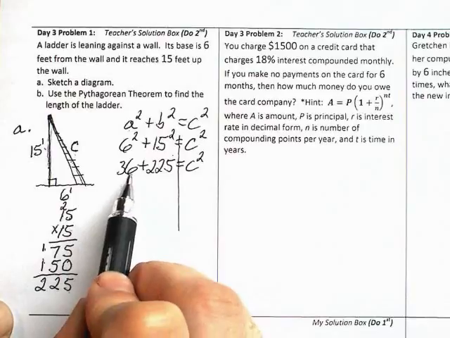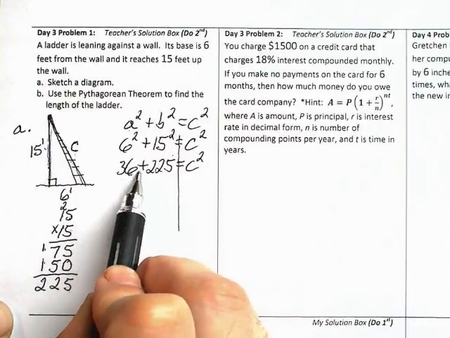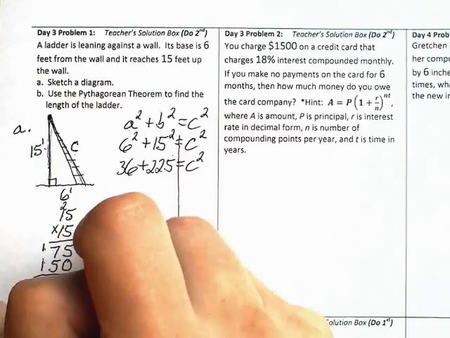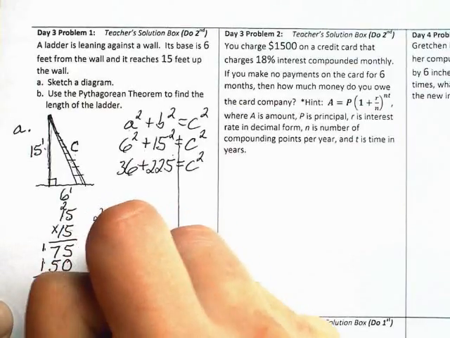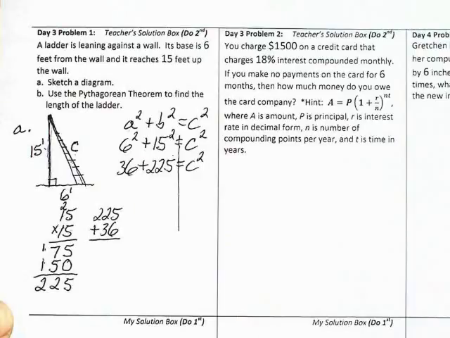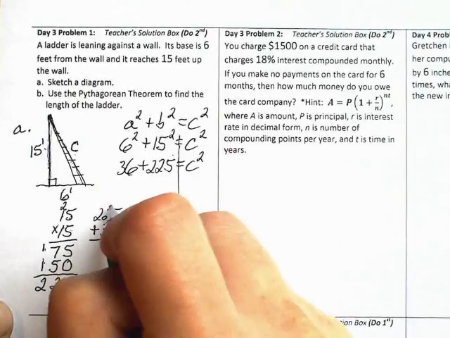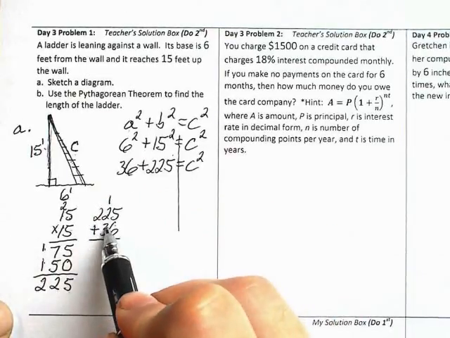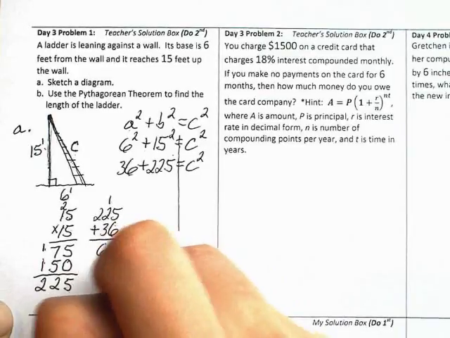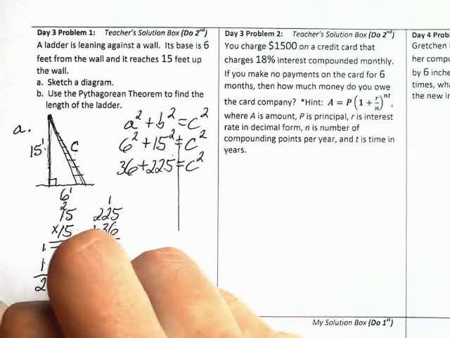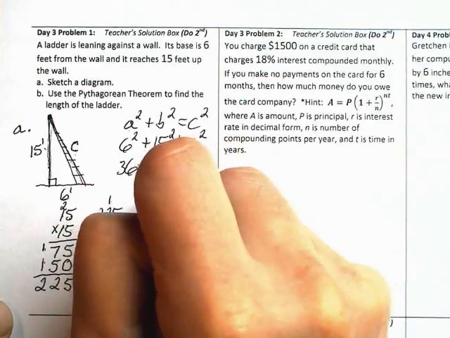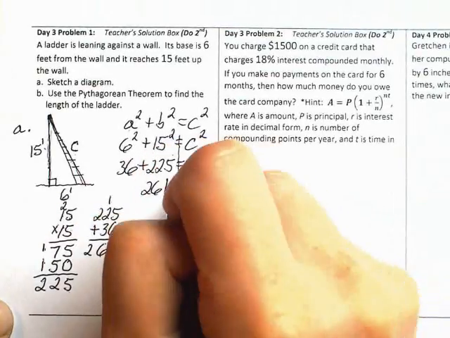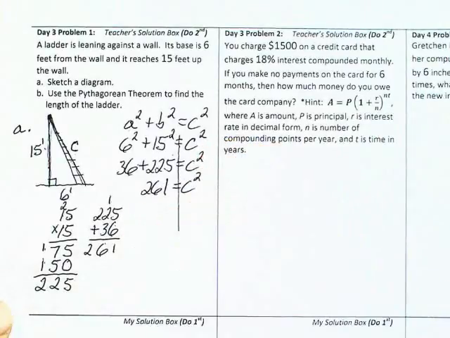Now add these together. What is 225 plus 36? Let's see what this makes. 5 plus 6 is 11, carry 1. 2 plus 3 is 5, plus 1 is 6. And then there's a 2. 261. And that's equal to c squared.